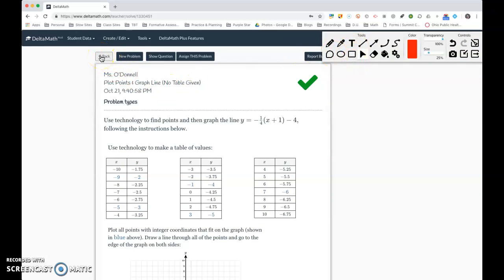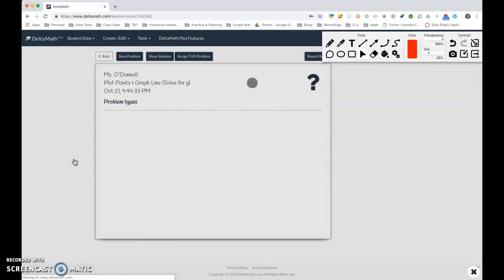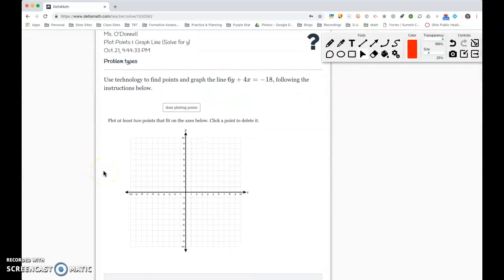All right, let's see here. The other question that I wanted to include in this video, since I only have a couple minutes left, is plot points and graph the lines by solving for y, the very next one. What they're suggesting is that you solve for y, so you're putting it in slope-intercept form. And I think that's a great strategy.